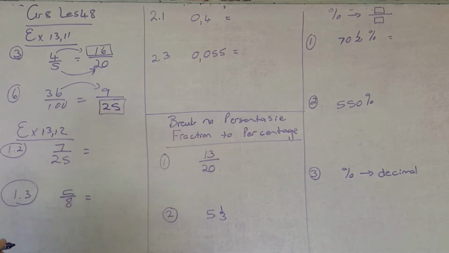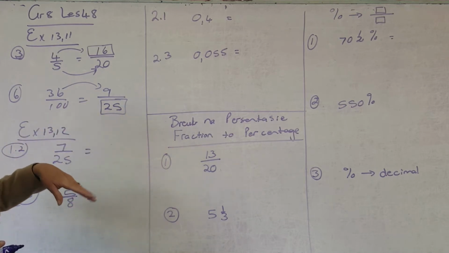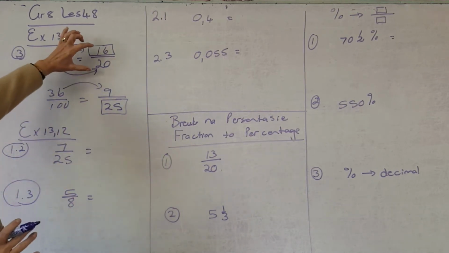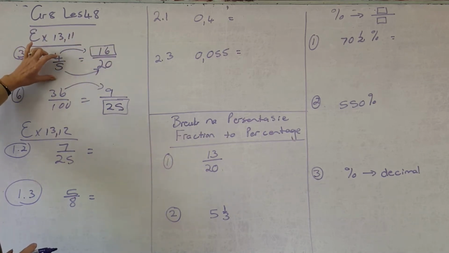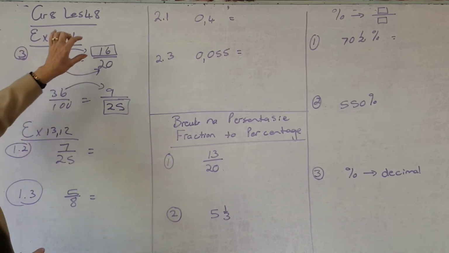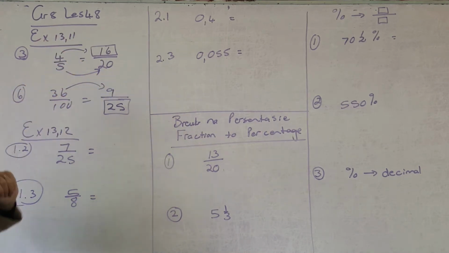Ek moet ook deel deur 5. 25. Is daar nog iets wat onthou jy stop nou net daar. Could this have been written in a better way? Yes, that was the better way. The simplest form. Simplest form. But they are equivalent fractions. Hier is die eenvoudigste vorm, maar daar is equivalent.